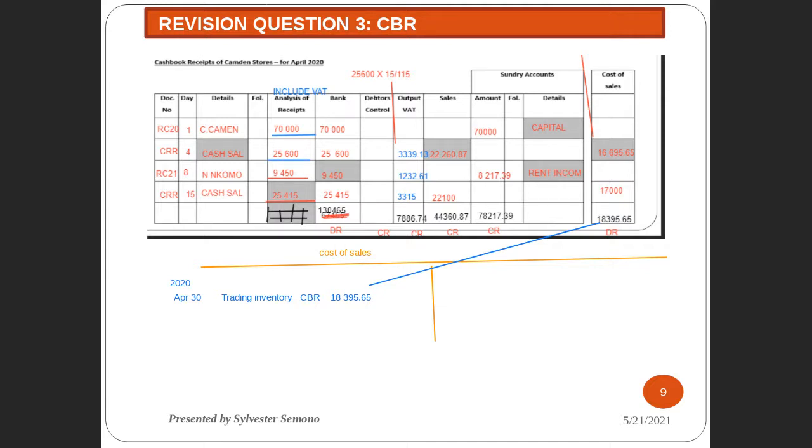So I want you to remember this, guys. It's a very special case. I told you, wherever you see cost of sales, even if you see cost of sales at the Mall of Africa or even at Santam City, just know that if you see cost of sales, you will definitely see trading inventory. Can you see now? Cost of sales always goes with the trading inventory. As long as you sell stock, you're going to have cost of sales and trading inventory. Is everyone following, ladies and gentlemen? Yes, yes, yes.